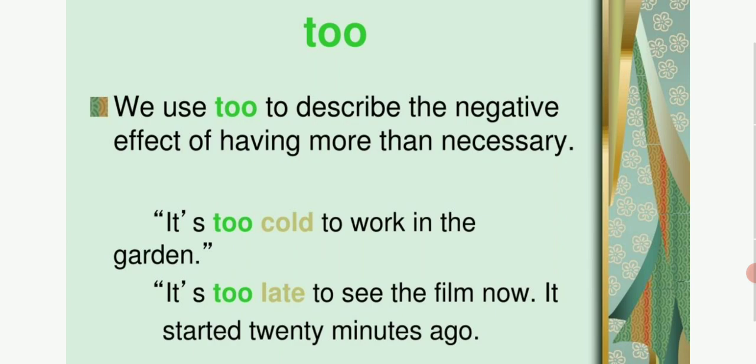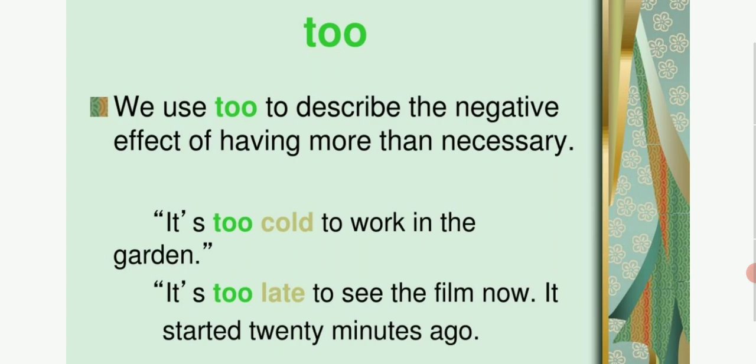Let's have an example. For example, if you have a glass and you are pouring water into this glass, and the glass becomes full of water, if I pour more water, the water starts to fall from the glass, right? So with "too" we use it for more than necessary. Let's have some examples and we will understand it more.